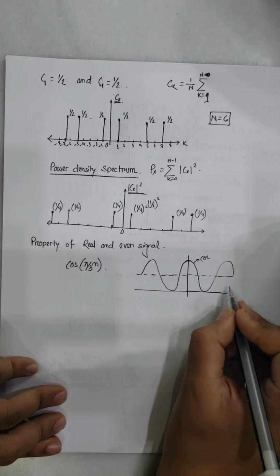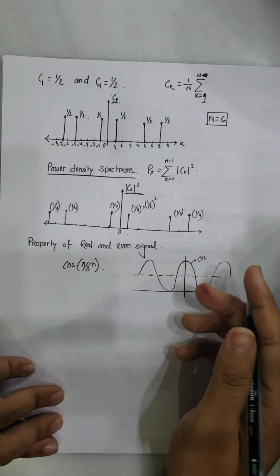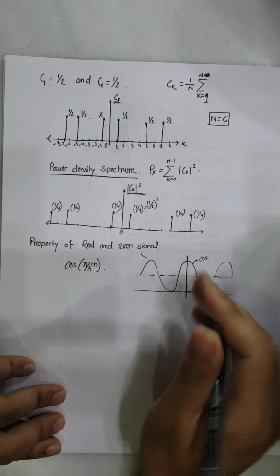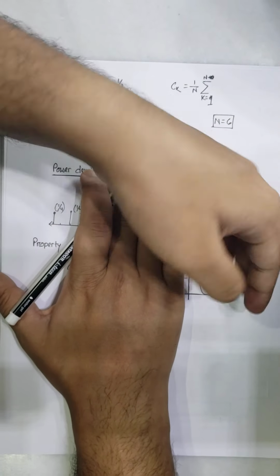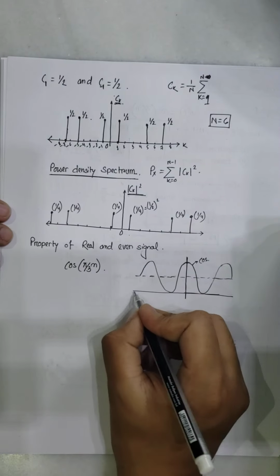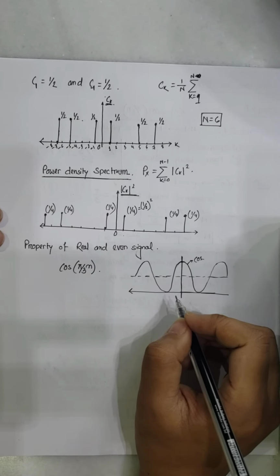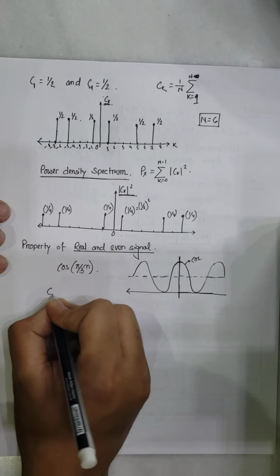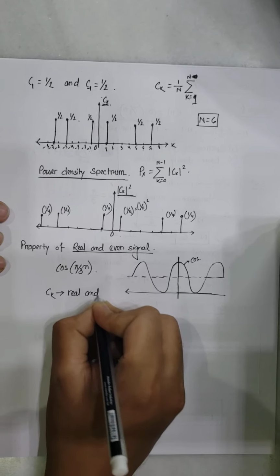we can easily say that the signal is real. Of course it is real, there is no imaginary value in a cosine function, and even, because if we mirror this part over here of the signal in the negative x-axis, we get the same result. So, according to the property of real and even signal, C of k will also be real and even.